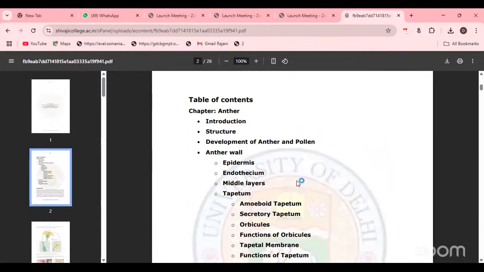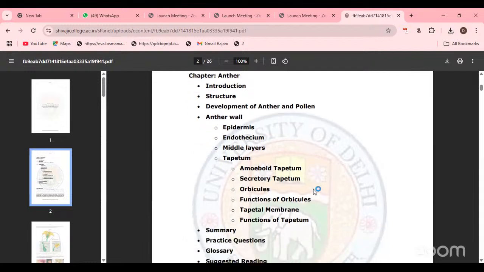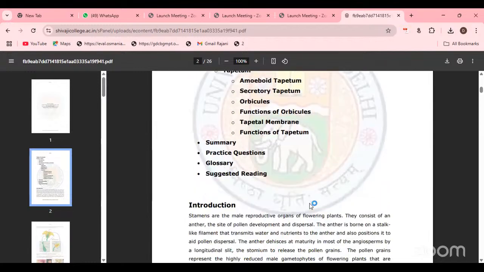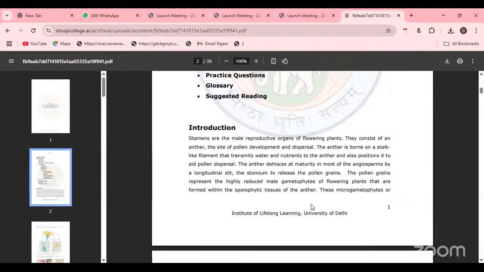The topics covered: introduction of the anther, structure, development of the anther and pollen, anther wall, epidermis, endothecium, middle layer, tapetum, amoeboid tapetum, secretory tapetum, orbicules, function of orbicules, tapetal membrane, and function of the tapetum. These are the things. First one, what is the anther?